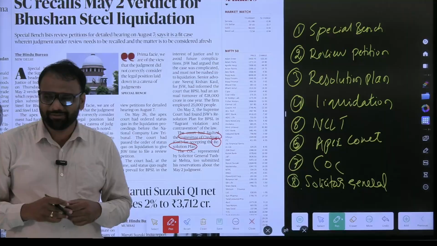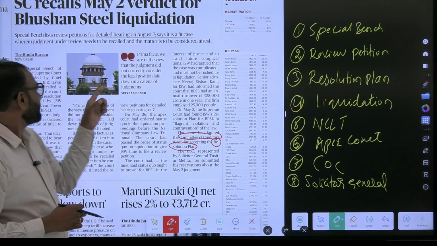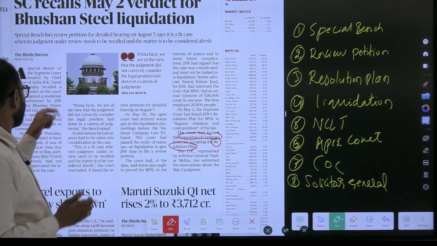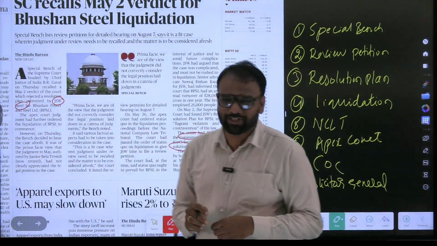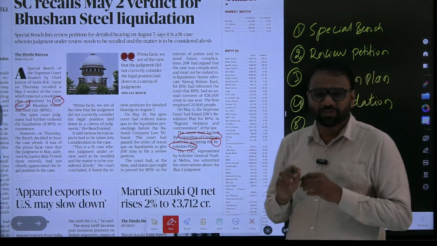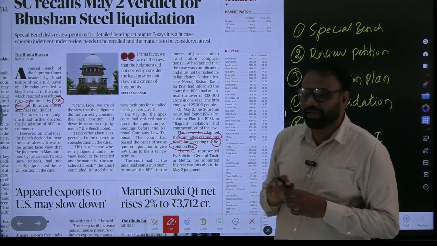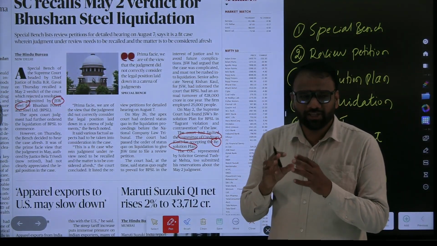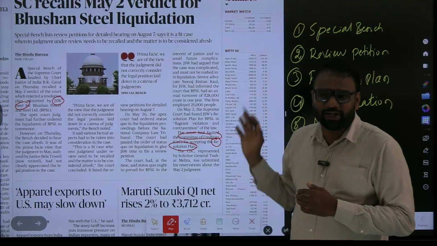Who submitted it? Submitted by JSW Steel. Okay, JSW Steel, he submitted what? The resolution plan. So what is this resolution plan? Why did he submit it? Why is the Supreme Court blaming the committee of creditors? So all these things, we will start connecting the dots one by one. So at least in the first round, we should be able to identify these things.